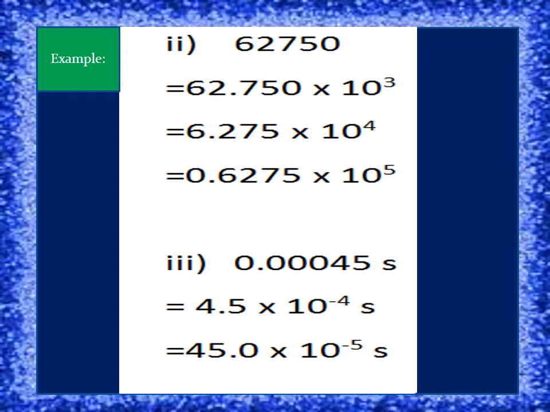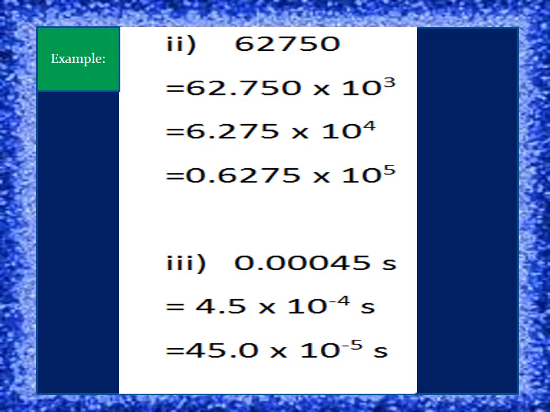And next, 0.6275. When you move your point up to 5 places, then you will write it in power of 10 also. Okay, but among all these in question number 2, all the values are correct. All these lie in the category of scientific notation, but when we talk about standard form, then the second one is correct, 6.275 multiplied by 10 raised to power 4.